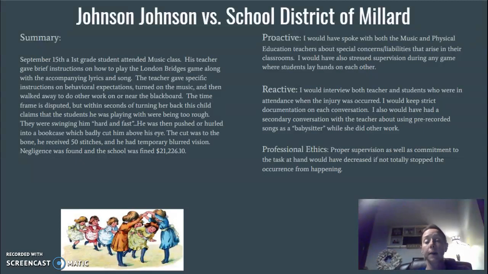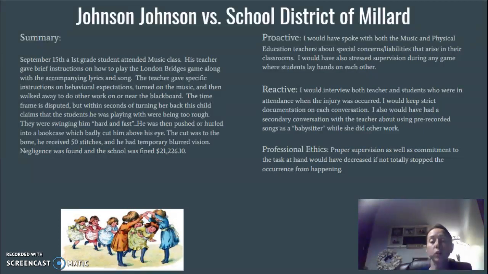$21,226.10. Proactive measures. I would have spoken with both the music and physical education teachers about special concerns and liabilities that would arise in their classrooms. I would also have stressed supervision during any games or activities where students lay hands on each other.